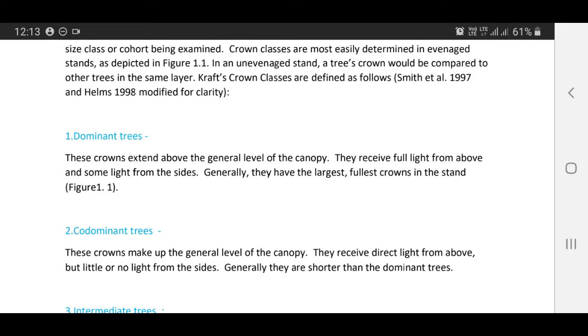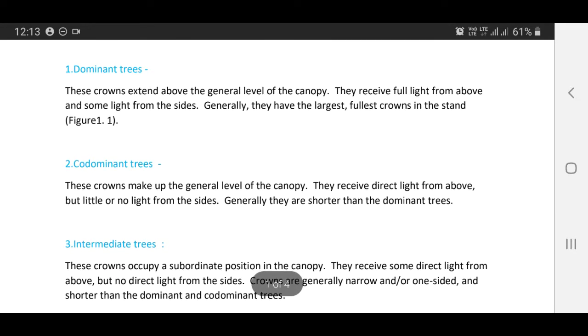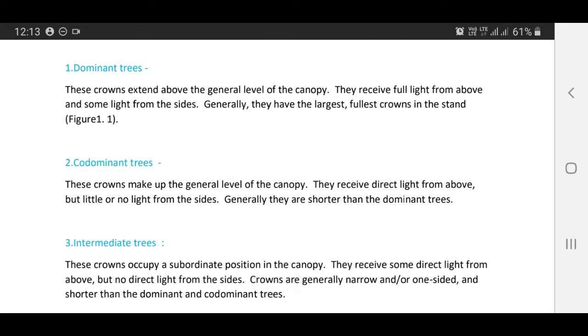Now we discuss codominant trees. These crowns make up the general level of the canopy. They receive direct light from above, but little or no light from the sides. It means they are receiving full sunlight from above, but sometimes very little or no light will be received by the lower canopy of the trees. Generally they are shorter than the dominant trees.